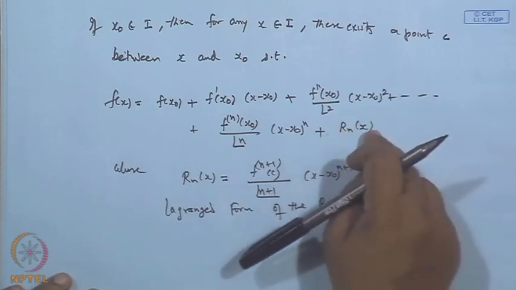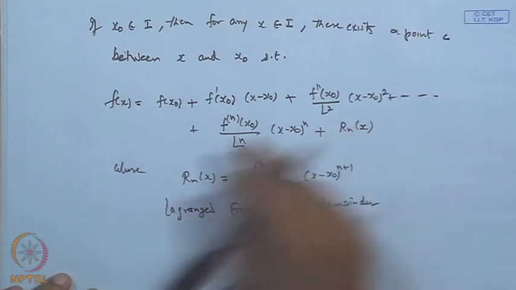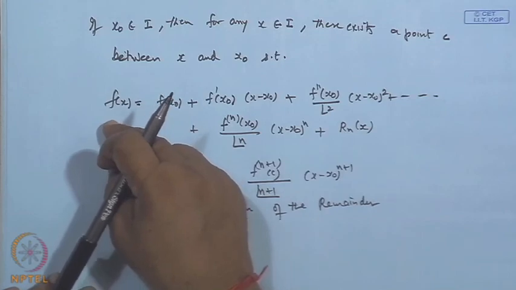Now, in case the remainder R n goes to 0, then this same expansion is known as the Taylor series expansion for the function f x. Okay. So, we will discuss the proof of this next time.